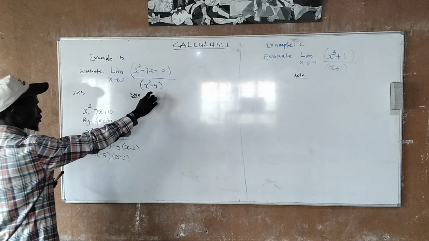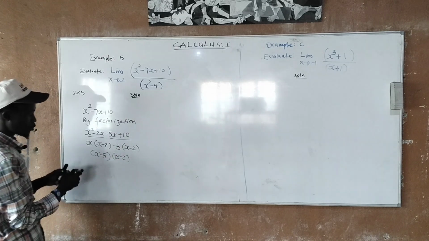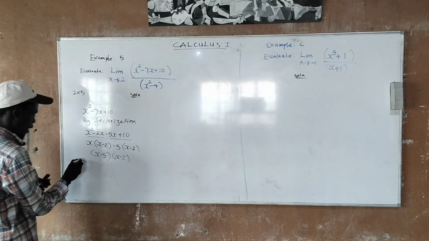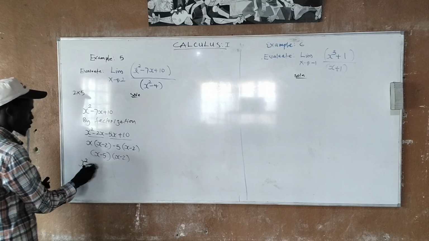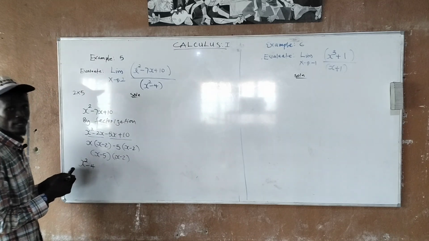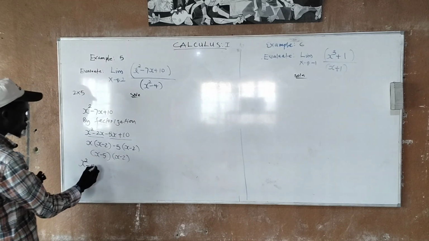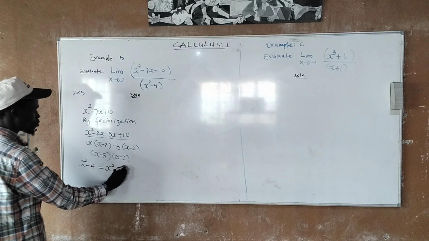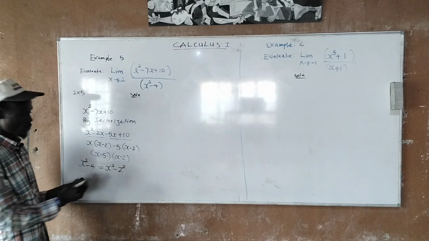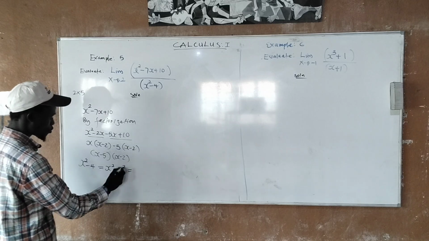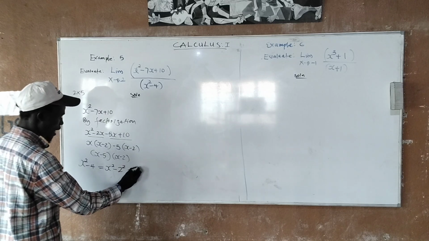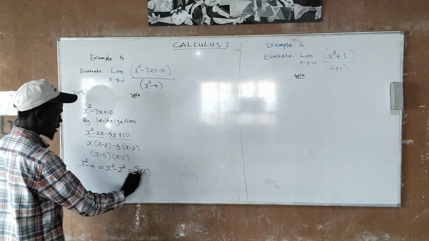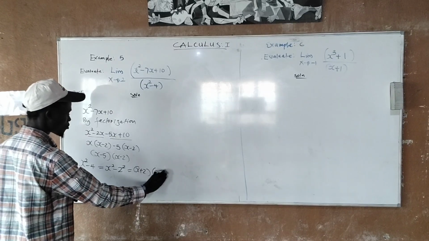Let's use another method to factorize the other quadratic. This is x squared minus 4. Here, we just need to use the difference of two squares. This becomes x squared minus 2 raised to the power 2, since 2 raised to the power 2 gives you 4. Then, applying the difference of two squares, we get x plus 2 into x minus 2.